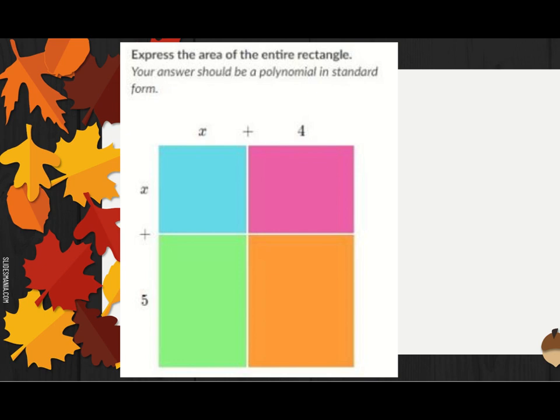Now we're looking at multiplying binomials, which are two-term polynomials. So we want to express the area of this entire rectangle, and what we're multiplying here is x plus 4 times x plus 5. So essentially we have to take x times x, x times 5, 4 times x, 4 times 5. We have to multiply all of these terms together.